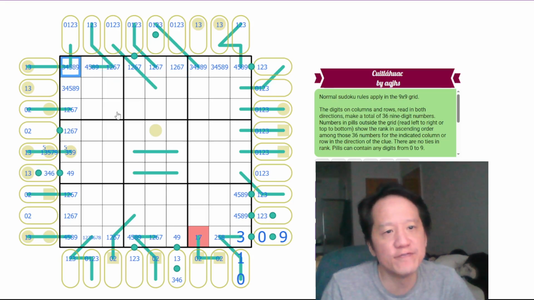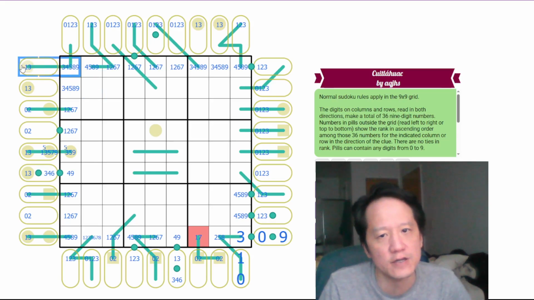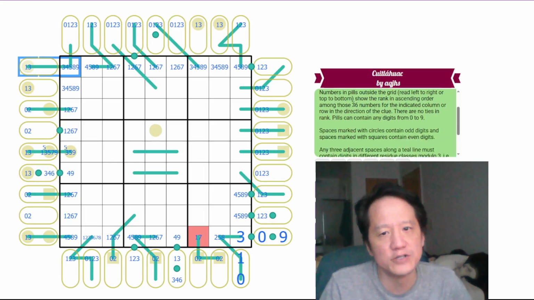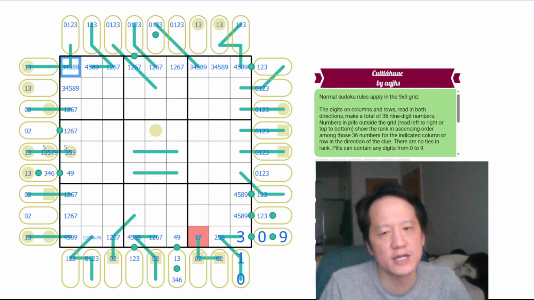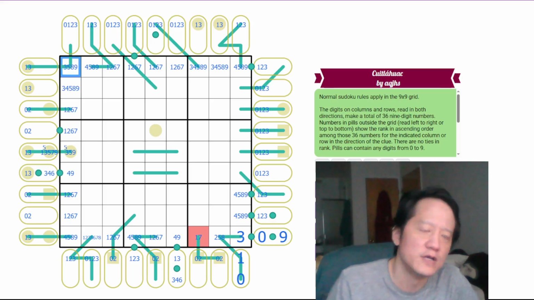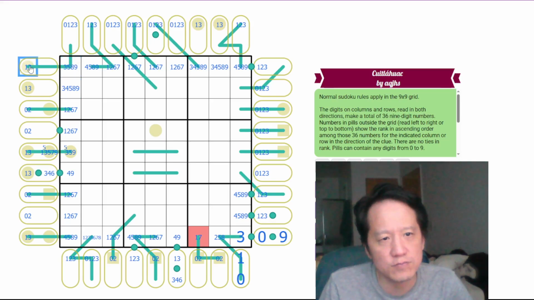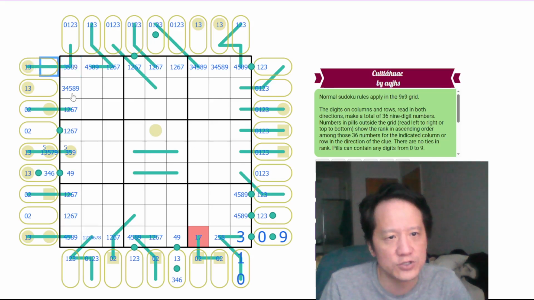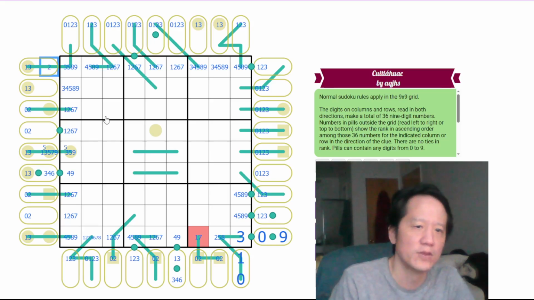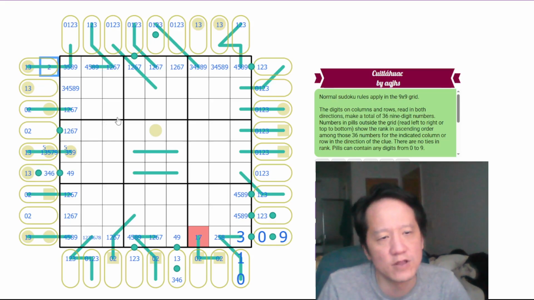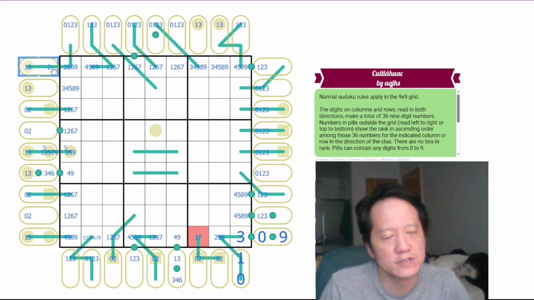Wait, this can't be 4. If this is 4, that forces this to be 1, and there would be the same set along the modular line. So this cannot be 4. It could be 5 if this is 1. Okay, so 3 matches with 1 only if it's 2 here, right? Because we can't have 11, we can't have 10, because that would match this. So 1, 2 if this is 3.